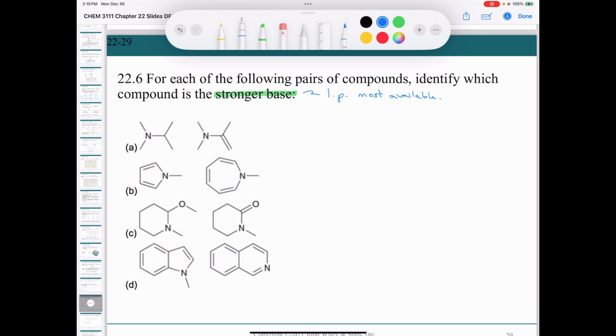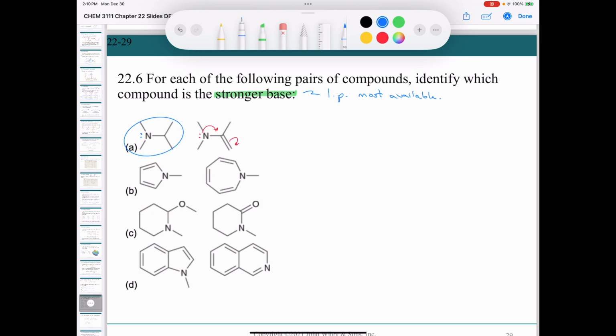So if we take a look at the first one, if I put a blue lone pair here and a red lone pair here, well, you can see the red lone pair is less available. Why? Because it can participate in resonance. I'm not going to draw the contributor here, but the blue pair is localized, and then you could say the red pair is delocalized. And so the first one, the one with the blue lone pair, is going to be the stronger base.